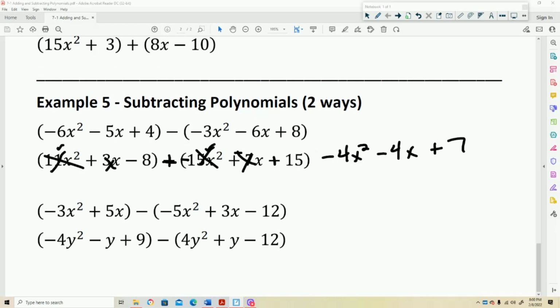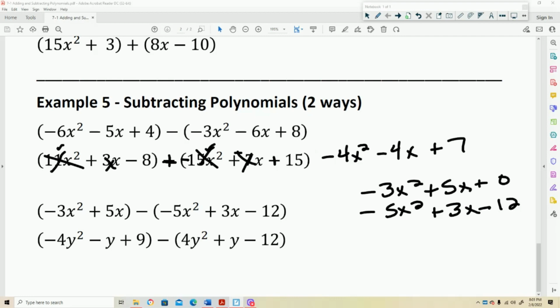Let's stack this one, and then we'll just do this one in the regular way. So I've got negative 3x squared plus 5x, and below that I've got negative 5x squared plus 3x minus 12. Okay, now I don't have anything over here. If you want to put plus 0, you certainly can for a placeholder. You don't have to have that, but in case you want to do it. And we're subtracting.